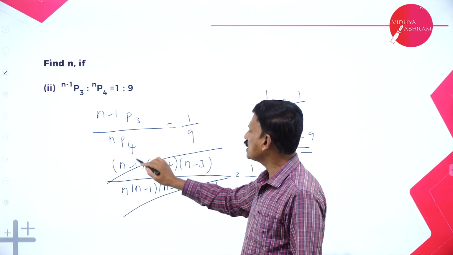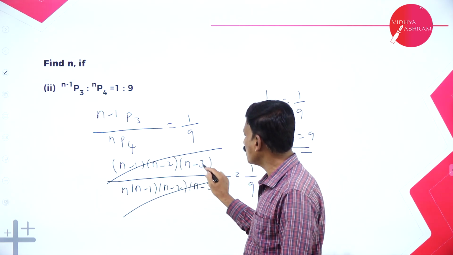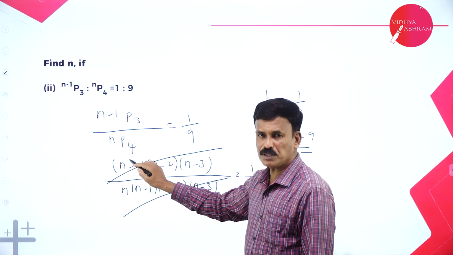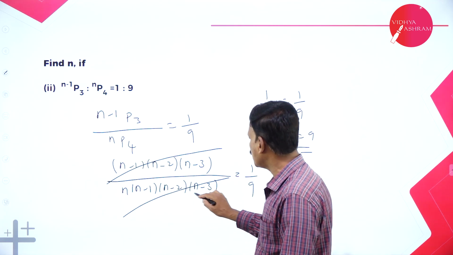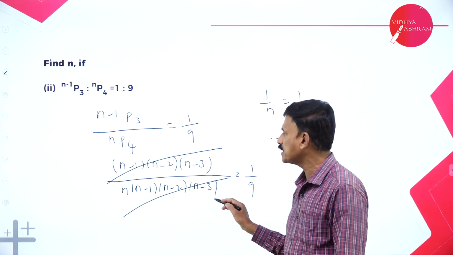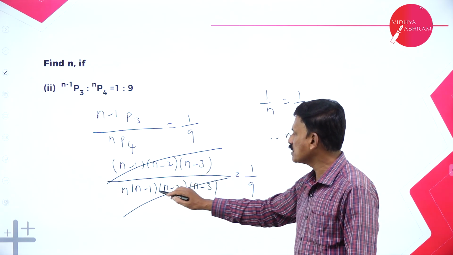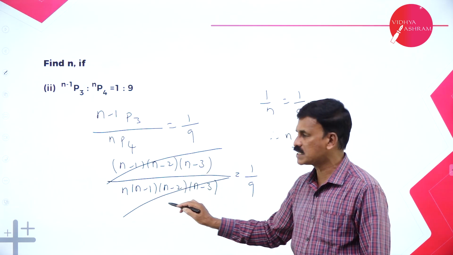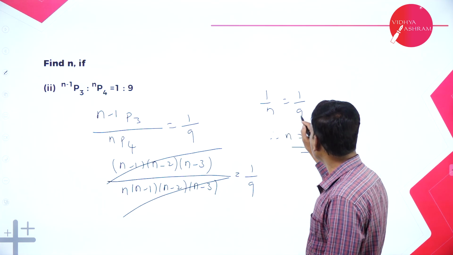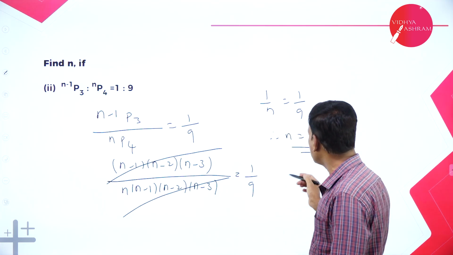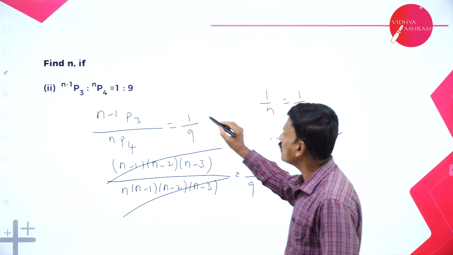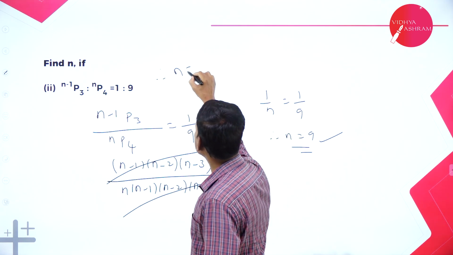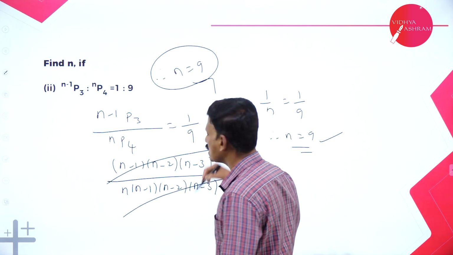n minus 1 P3 can be written as (n minus 1)(n minus 2)(n minus 3) divided by n P4, which is n(n minus 1)(n minus 2)(n minus 3), equal to 1 by 9. So n minus 1, n minus 2, n minus 3 in both numerator and denominator get cancelled. What is left over is 1 over n is equal to 1 by 9. Reciprocate it. n is equal to 9 is the required answer. So therefore n is equal to 9 is the answer in this case.